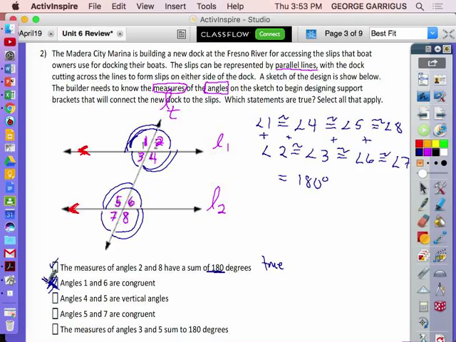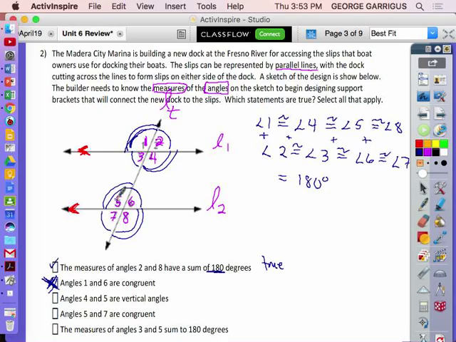Angles 4 and 5 are vertical angles. Okay, a vertical angle is, we studied those. Vertical angles are congruent and they're in the opposite position. So we need to find 4 and 5. 1 and 4 are vertical. 2 and 3 are vertical. I don't see that. When I go over here, I find 5. 4 is over here. 5 is over here.